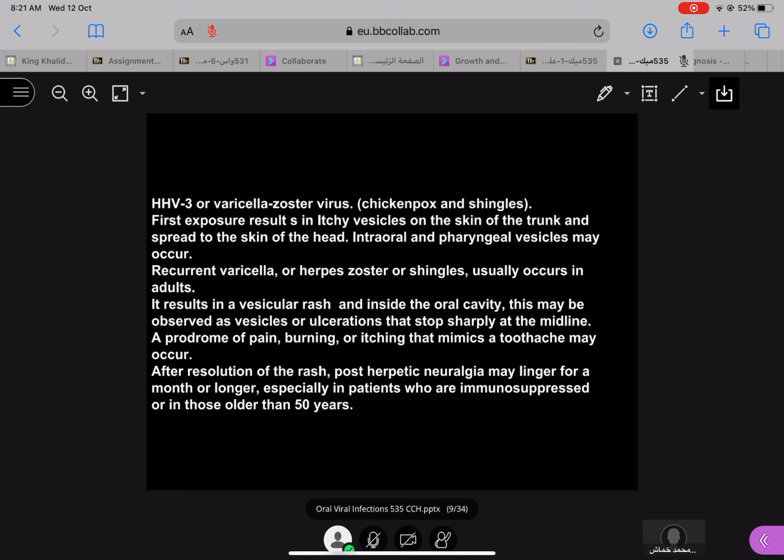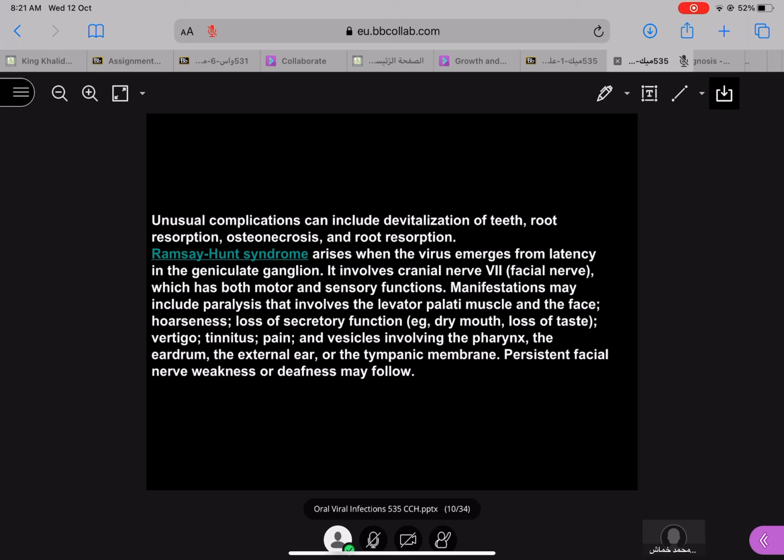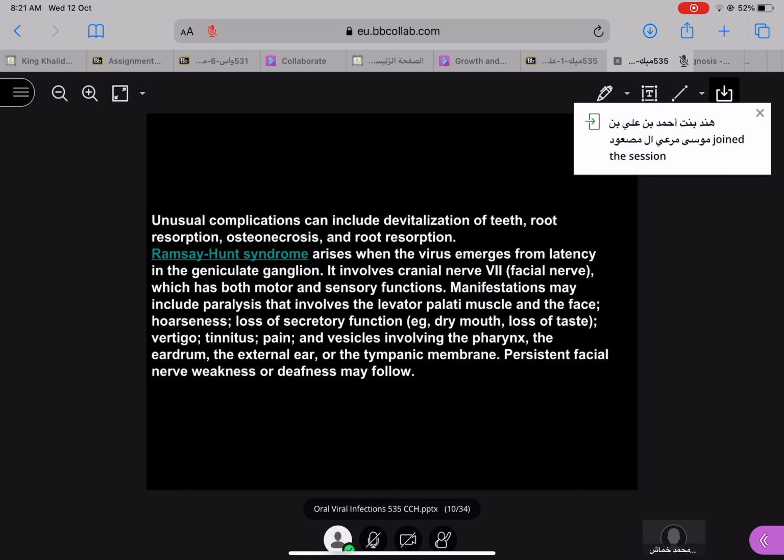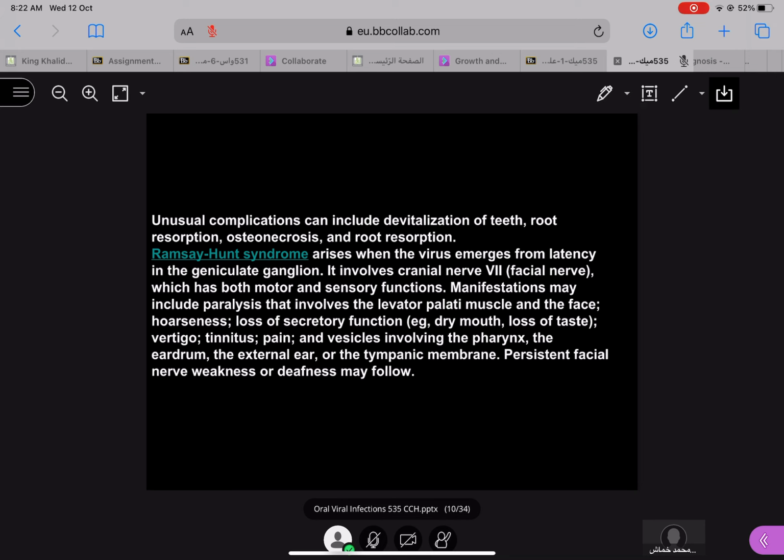Usual complications can include devascularization of teeth, and root resorption.